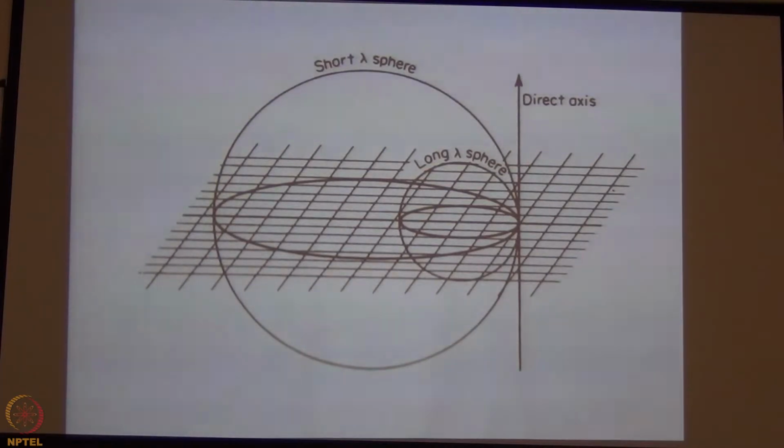Whereas if I use molybdenum radiation or silver radiation, which are much smaller in wavelength, what is the wavelength of copper? Approximately 1.54. Molybdenum is 0.71. Silver is 0.68. Just let me tell it. I think it is 0.58. So it is so small that the sphere becomes much larger. When the sphere becomes much larger, immediately your conclusion is I can access a larger number of reciprocal lattice points.